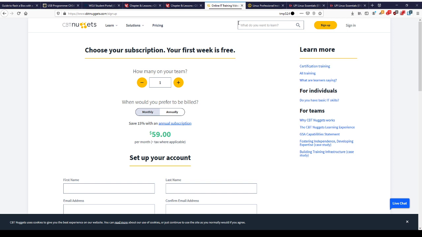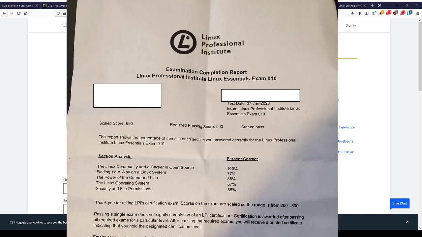So I went out to my exam place today, which is about 40 miles away. And I'm going to actually post a picture of my exam results. And you can see right here that I made a 690, and the passing score was 500. So I exceeded the passing score. I almost made a perfect score if I just didn't miss a couple of silly questions that I messed up on. So open source information 100%, 77, 88, 87, 85.